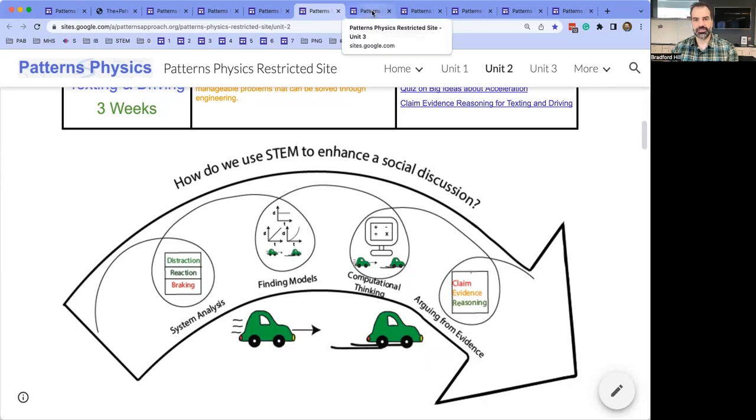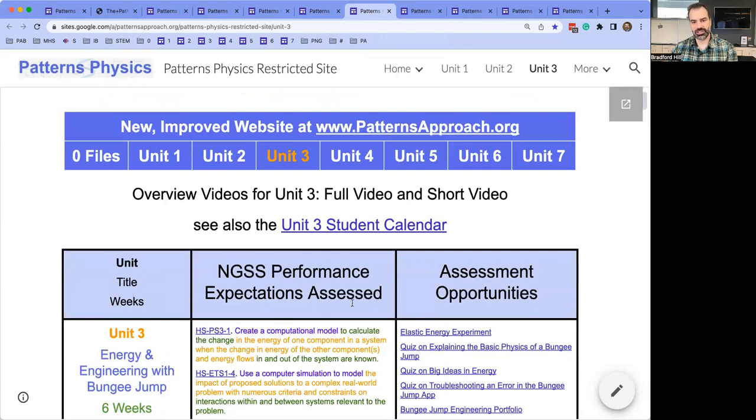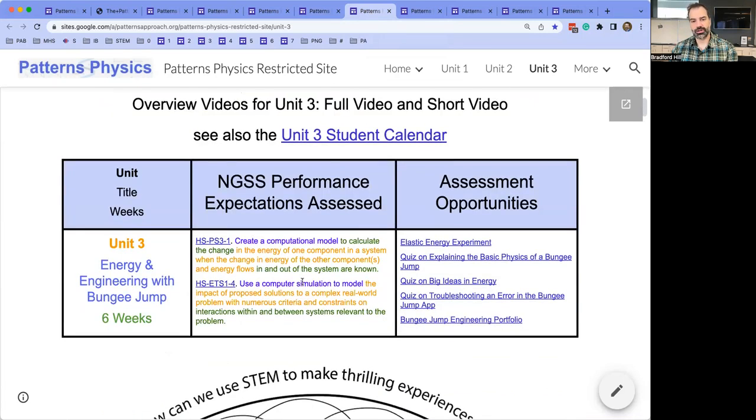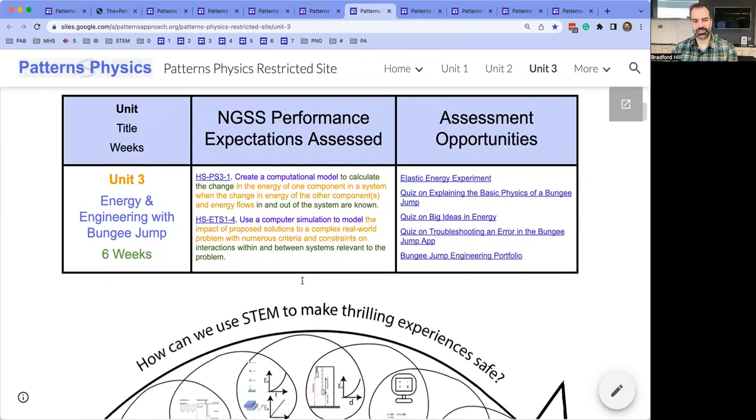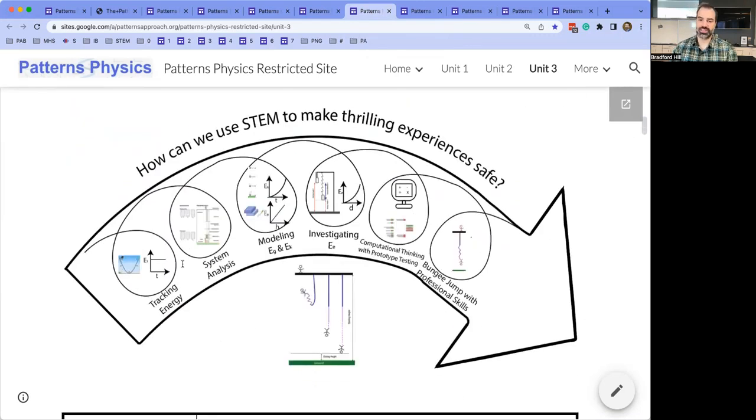All right, to keep this video short, I'm going to move to Unit 3. And you can see we're starting to add in more performance expectations as the year goes on. And let me get down to the arrow. This one is themed around making a bungee jump app for a local amusement park. And of course, that's going to weave in the need to track energy. Again, we're spiraling system analysis.